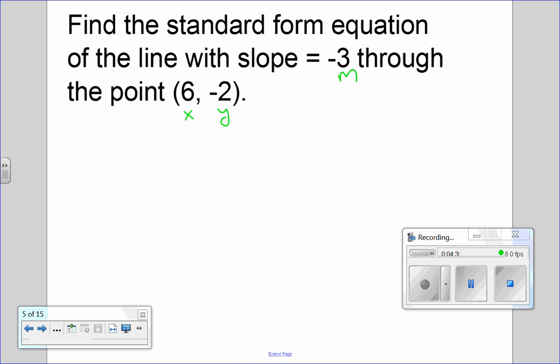I'm proud. All right, y minus y equals slope, x minus x, and now we're just on a convert mission. So that's point-slope form. Now we're going to convert to standard form.